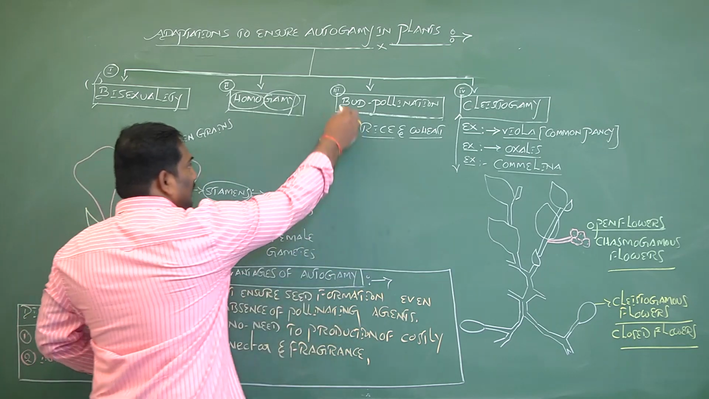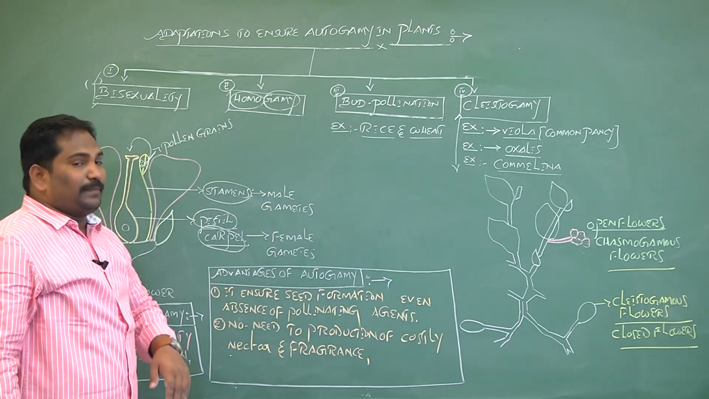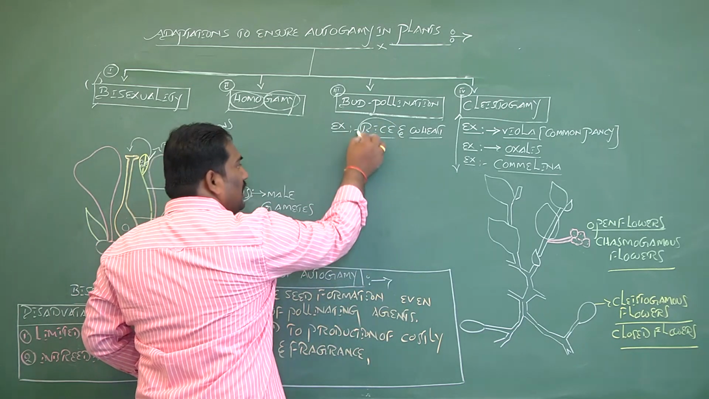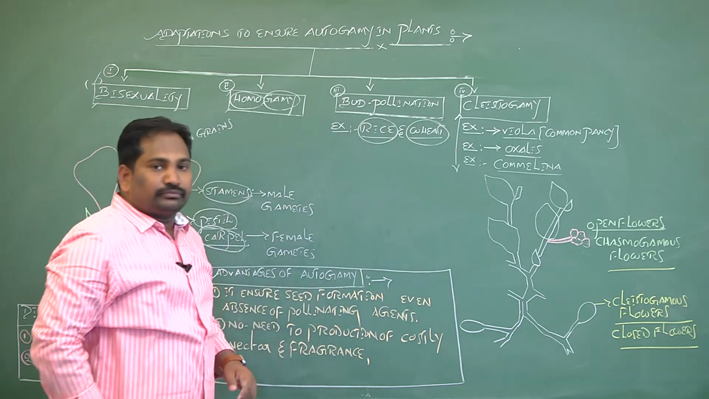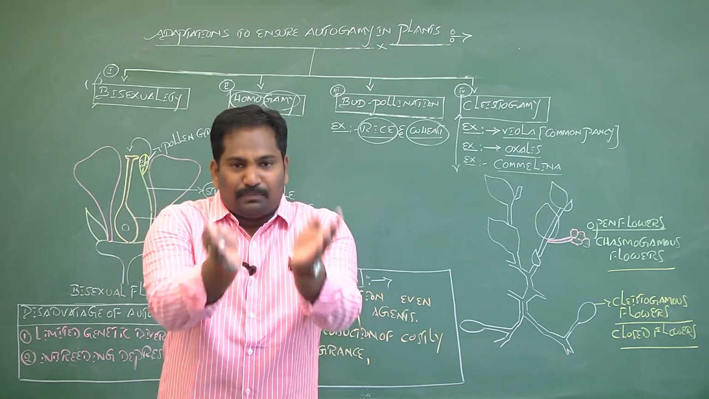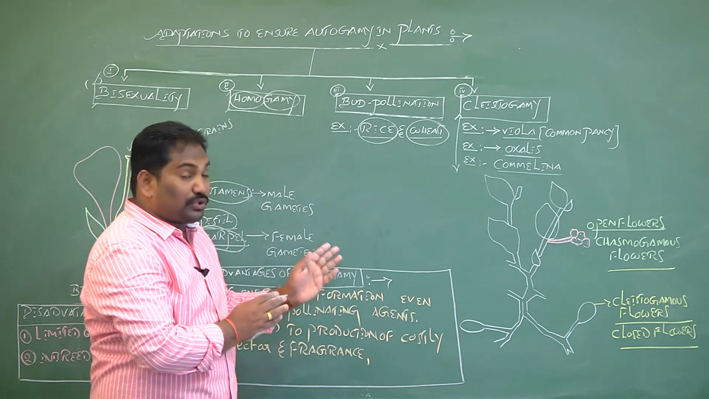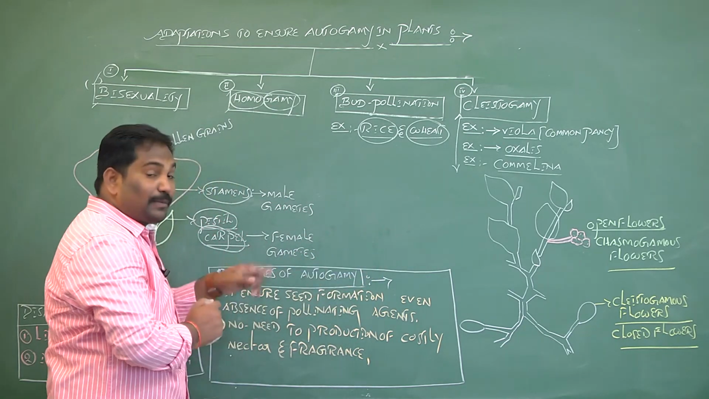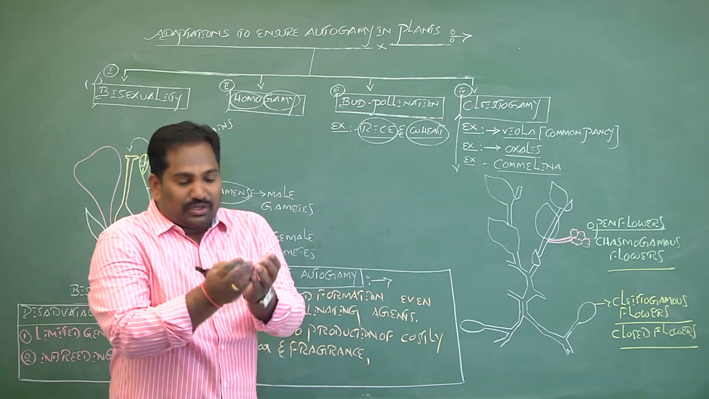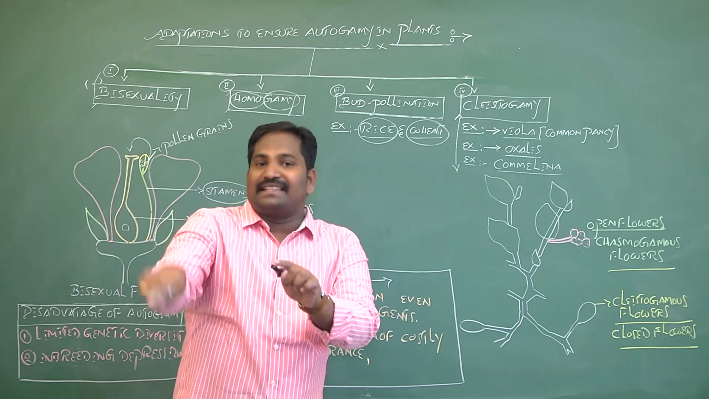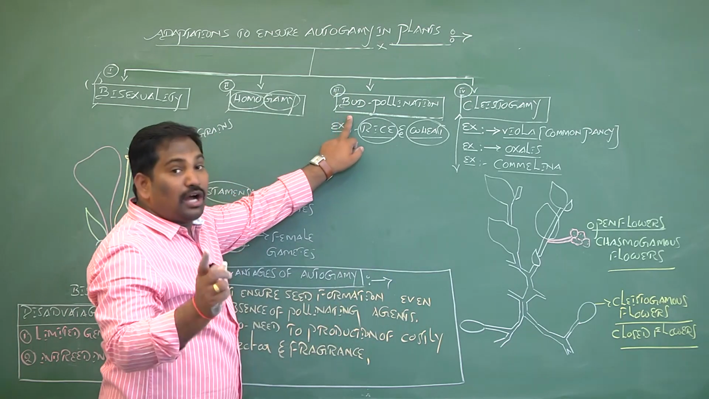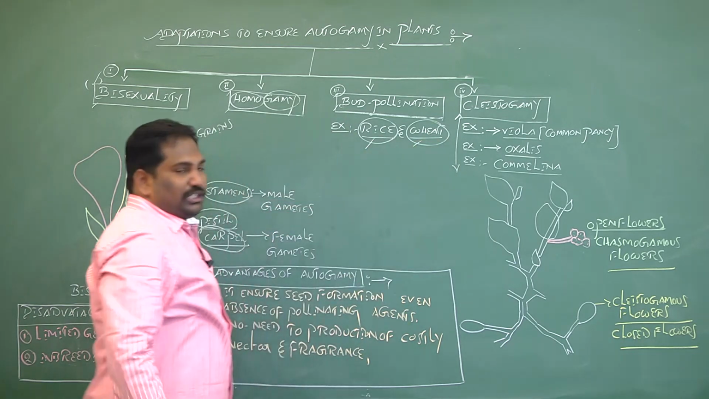The third adaptation to ensure autogamy or self-pollination in plants is bud pollination. The best examples for bud pollination are rice and wheat. If a plant produces buds, buds are in a closed state. During bud condition, if the stamens produce male gametes and the pistil produces female gametes while it is in the closed state, there is a chance of self-pollination. During bud condition, the flower is closed, so there is a chance of autogamy. Such kind of pollination is called bud pollination. Bud pollination also causes autogamy. Example, rice plant and wheat plant.